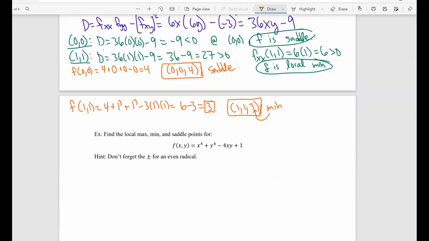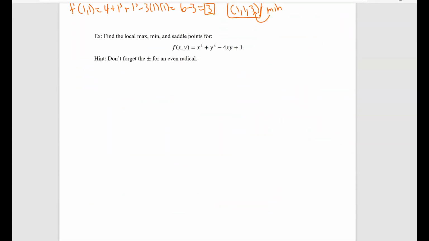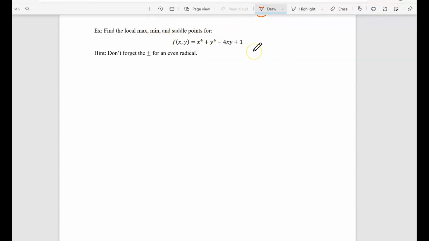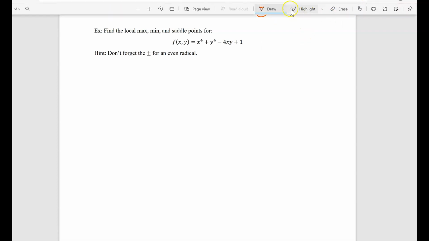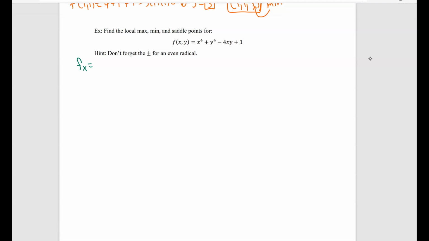All right. So now let's try this example. Find the local max, min, and saddle points for this particular problem. Okay. All right. So now let's go ahead and try it out. So let's take the partial derivatives first. All right, so f sub x, the derivative with respect to x, is going to be 4x cubed minus 4y. And we're going to set this equal to 0. And then f sub y is going to be 4y cubed minus 4x. Okay, and we're going to set this also equal to 0.